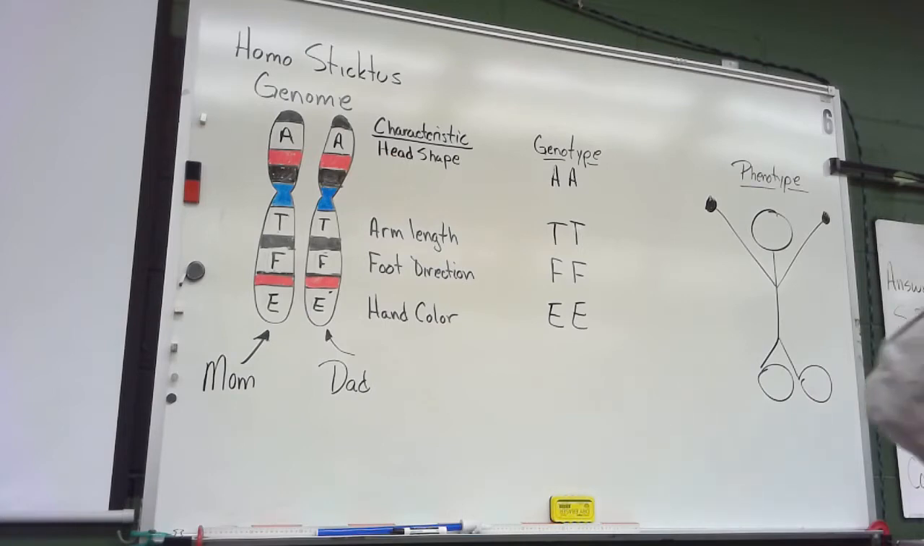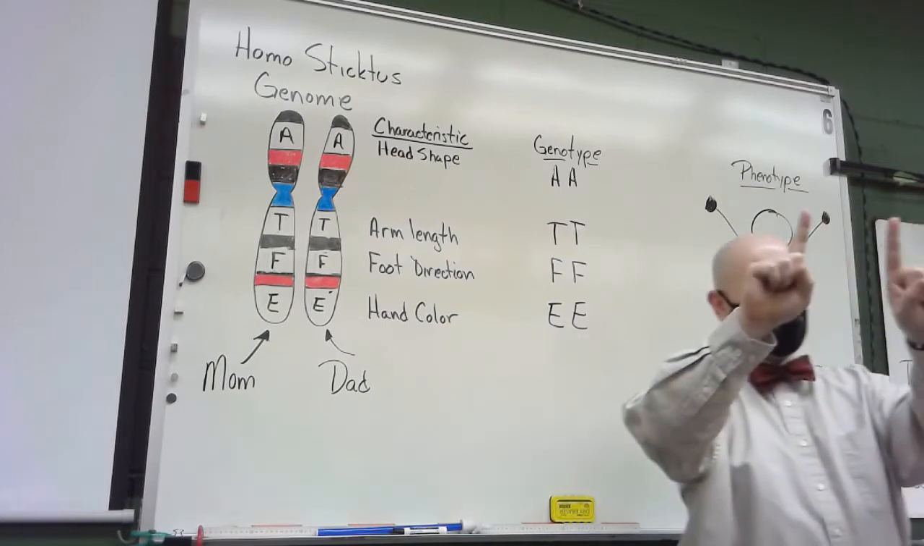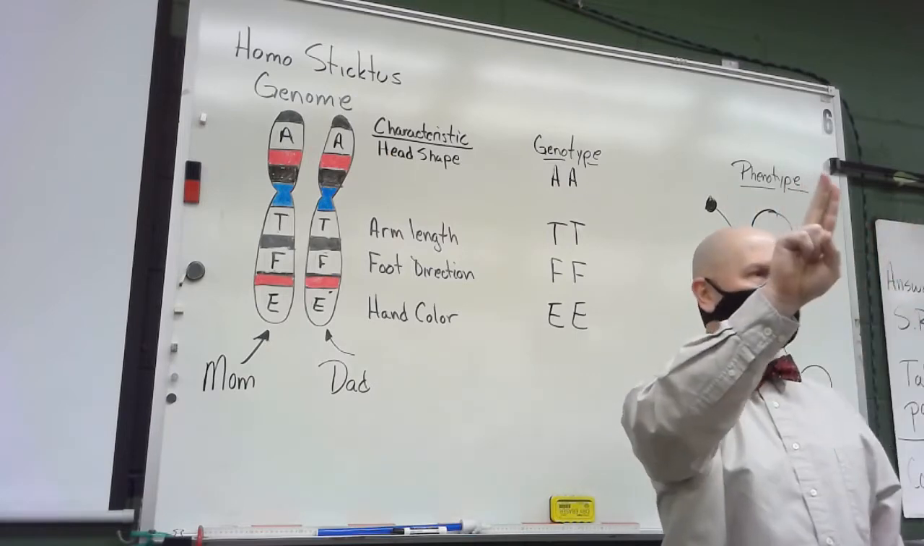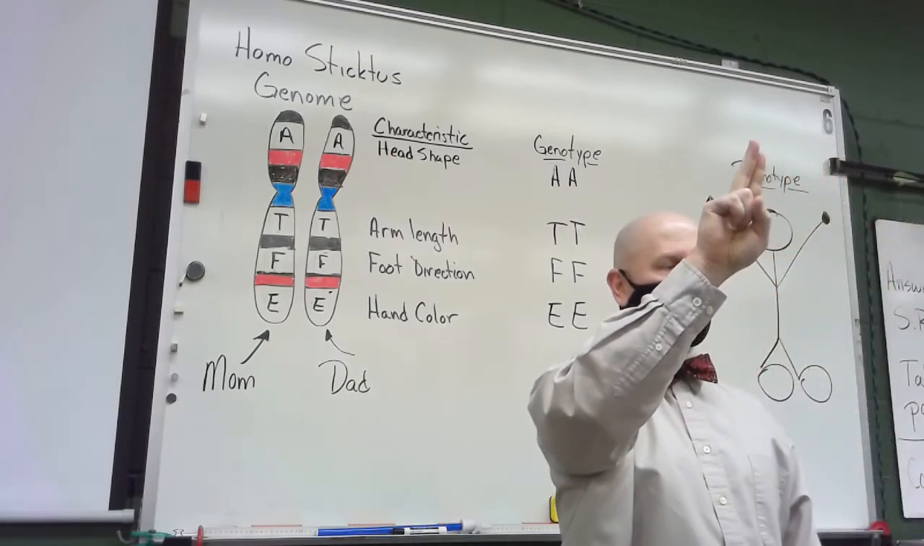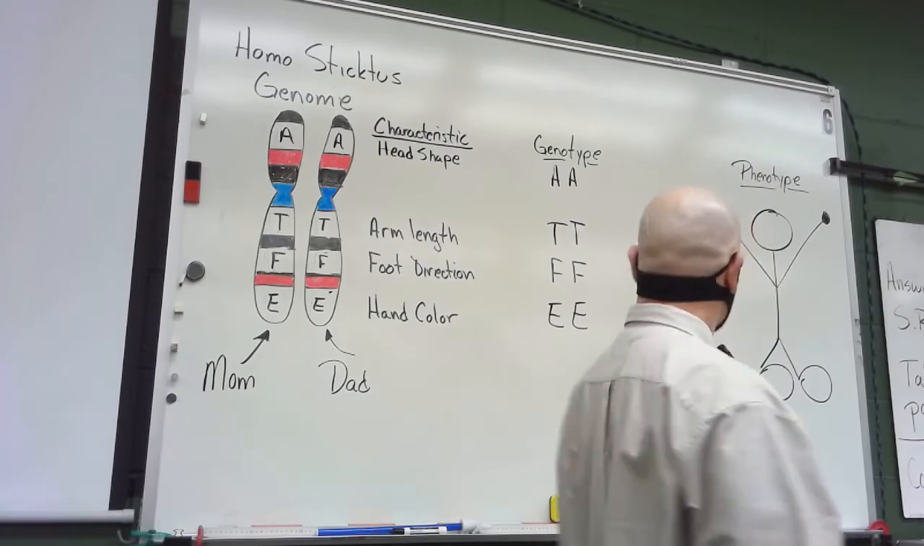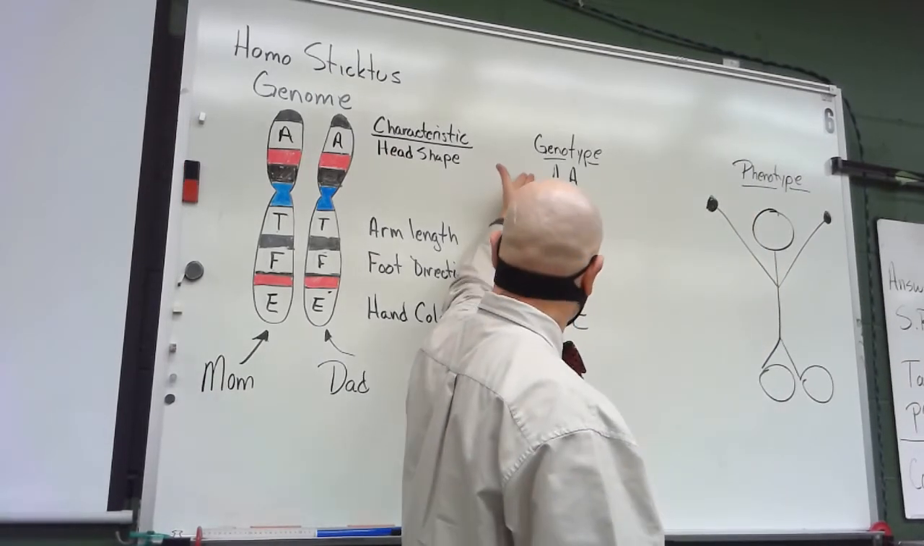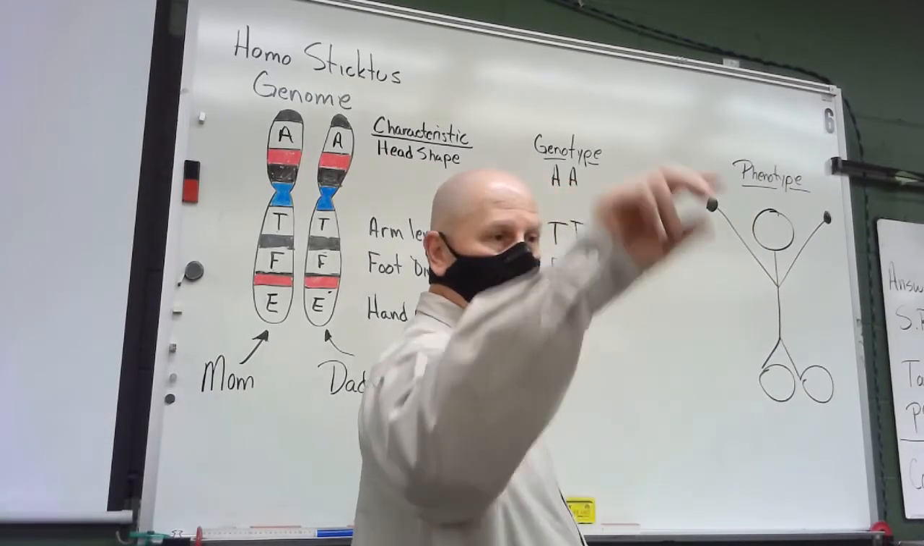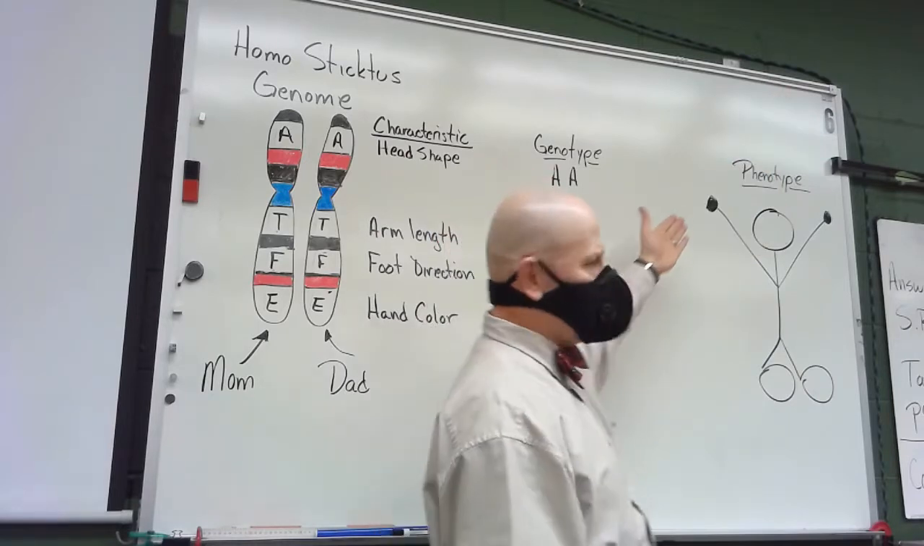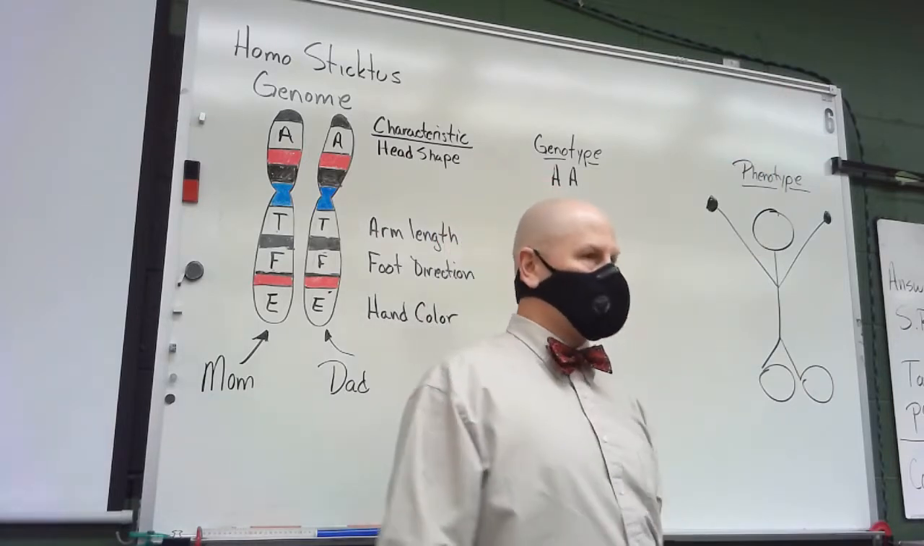Half the instructions from mom, half from dad. Bring them together to make a complete set. Now we have the instructions to produce the offspring. Here, the genotype, two-letter code, the phenotype, what we observe.